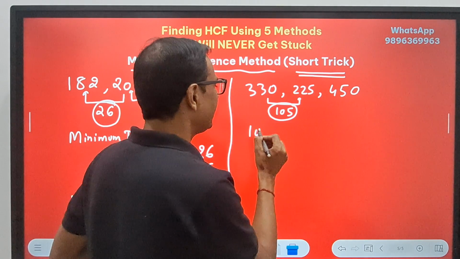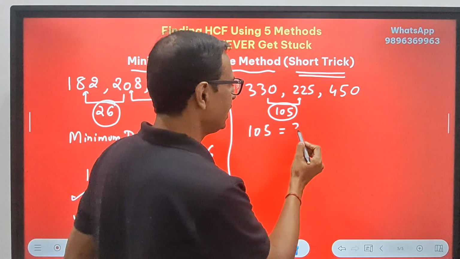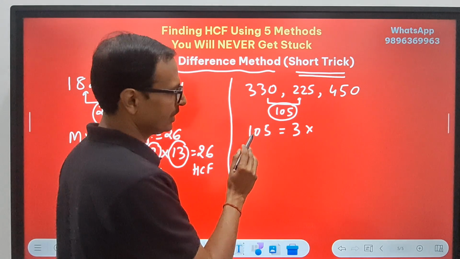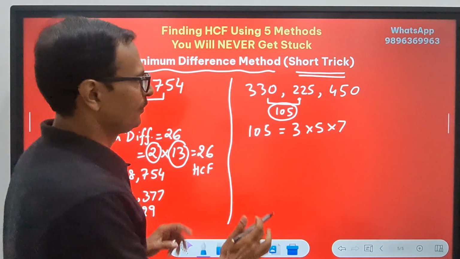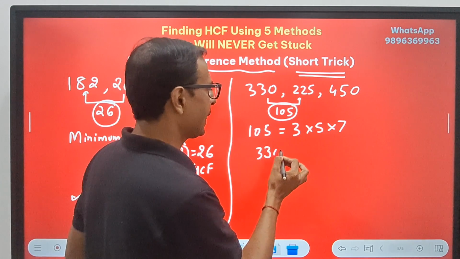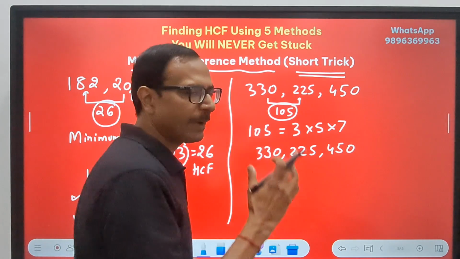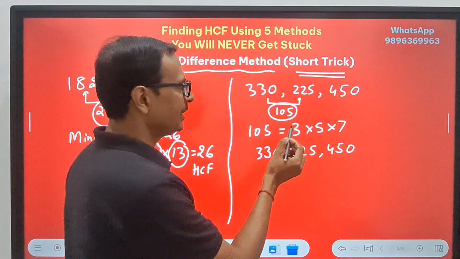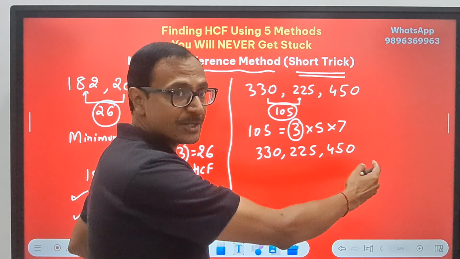So what will I do? 105, I'll break it into its factors. So 3 times 35, that means 5 times 7, right? Now I'll pick up one factor at a time. 330, 225 and 450. Let's keep on marking right or wrong. Will 3 be a part of HCF? Yes, if it divides all three.